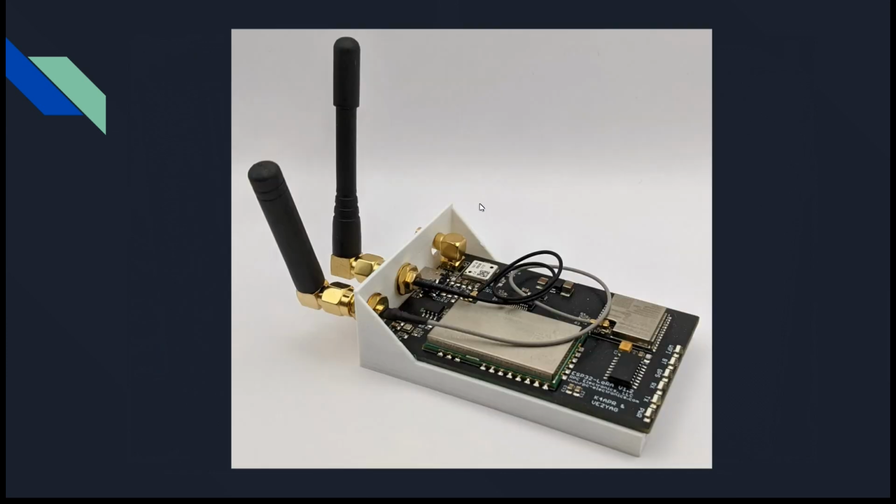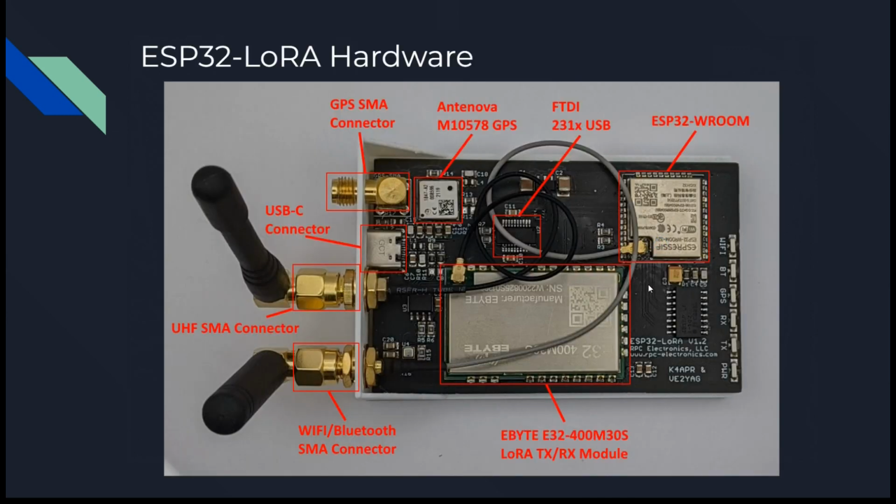This is a picture of our current hardware. You can see that the board is all-in-one, with the exception of these two jumpers that connect to the ESP32 for the Bluetooth and Wi-Fi, and then this other jumper connects to the LoRa module itself for the UHF side of the LoRa module. Here's another one of those breakdown diagrams.